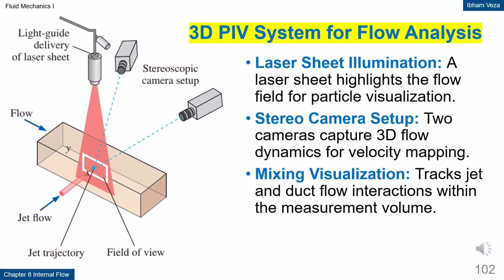3D PIV system for flow analysis. By using two cameras, this system can reconstruct a three-dimensional velocity field. A laser sheet illuminates the flow volume to be analyzed. Particle motion is recorded from two different viewing angles. The data are then processed to obtain 3D velocity vectors. This method allows much more detailed flow analysis.